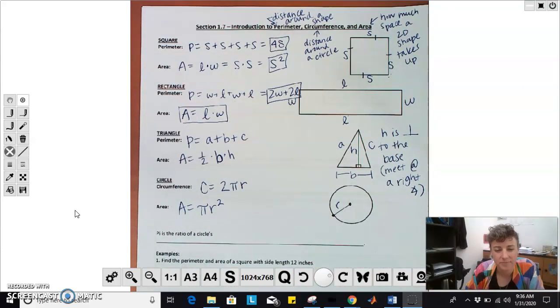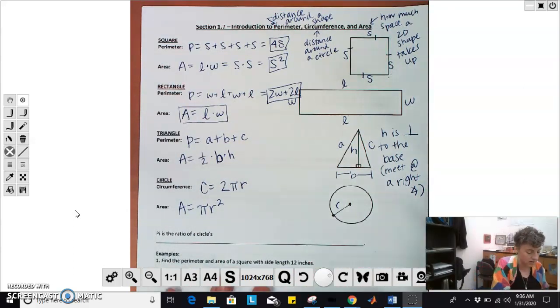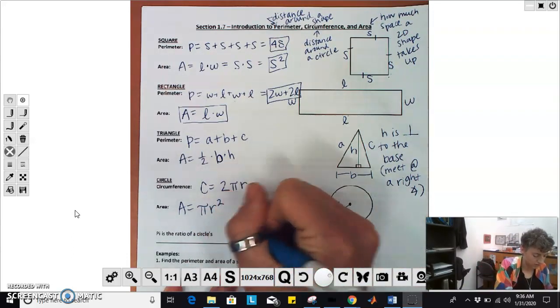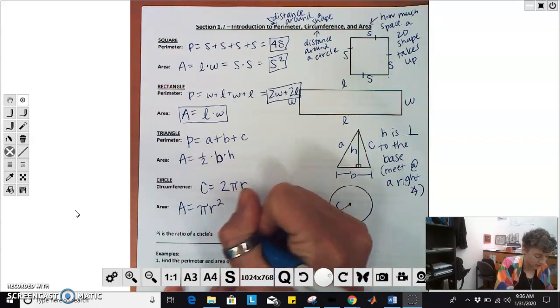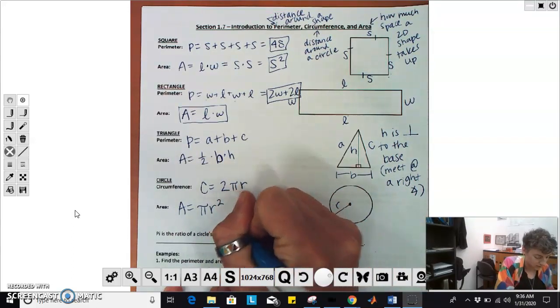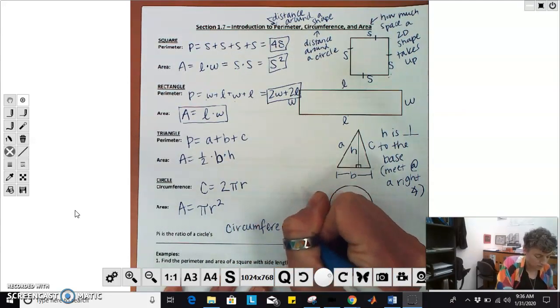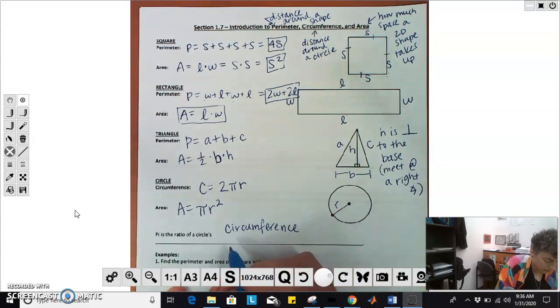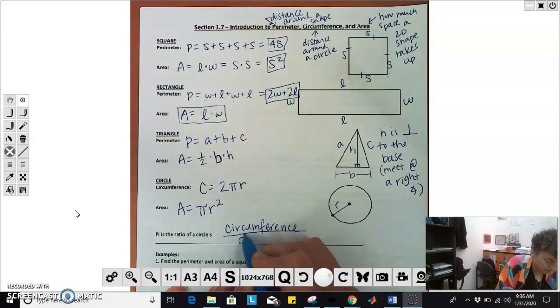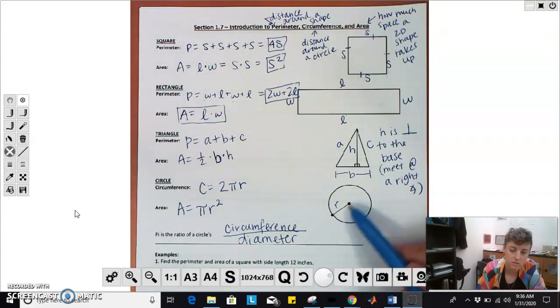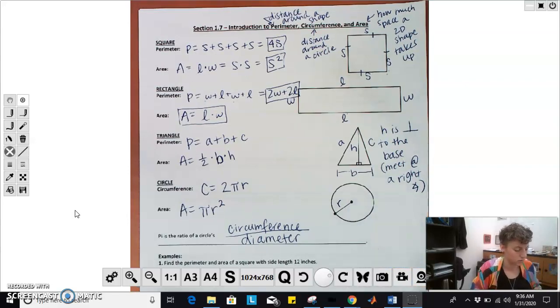Now what is pi? Pi is the ratio of a circle's circumference over its diameter. That's where pi comes from. The distance around a circle divided by the distance all the way across the circle. That's what pi is. Pretty cool.